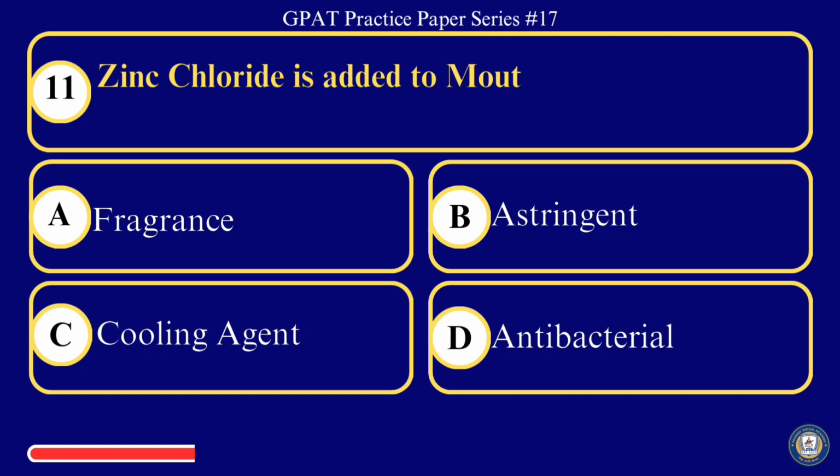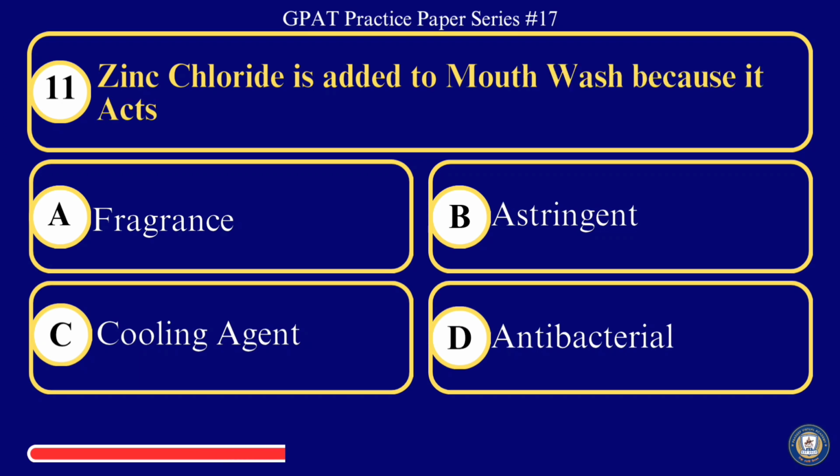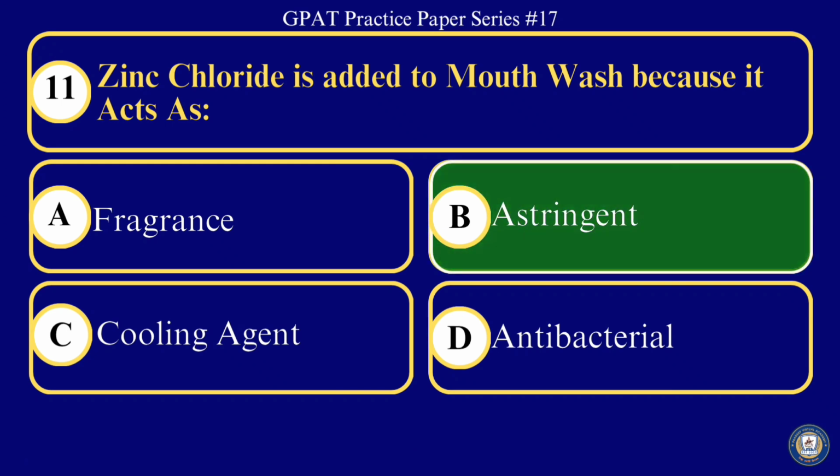Question number 11. Zinc chloride is added to mouthwash because it acts as, your options are A. fragrance, B. astringent, C. cooling agent, and D. antibacterial. And the correct answer is option B. astringent.